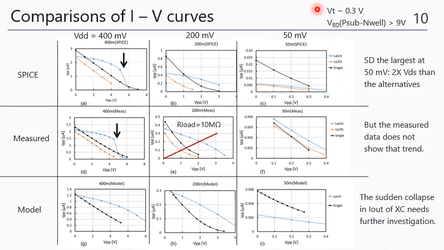And also, I must say that the threshold voltage of the transistor is about 0.3 volt in this test chip, and therefore the VDD of 200 millivolt and 50 millivolt makes the transistors operate in the subthreshold region. However, with the VDD of 400 millivolt, the transistors operate in the weak inversion condition.